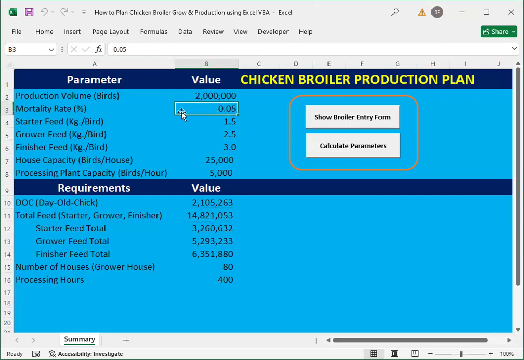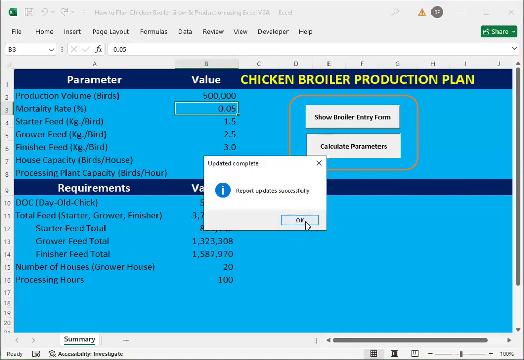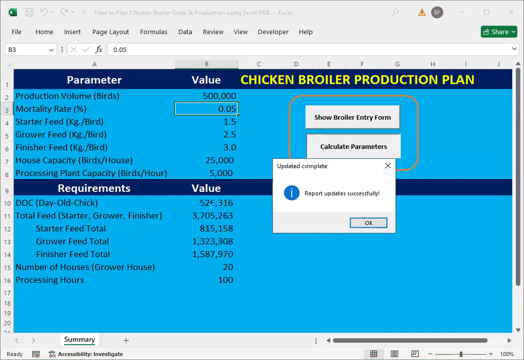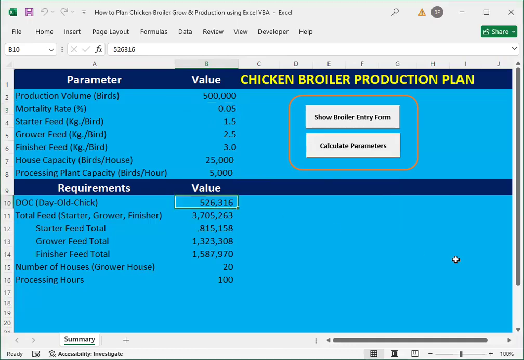Let us say we will remain at a mortality rate of 5%, but we're going to make it 500. Okay, less opportunity, because from 1 million we just expect 500,000 production volume. So from 2 million day-old chicks and 14 million kilogram total feed, we calculate again for 500,000. Okay, therefore, for the DOC, we just need 526.